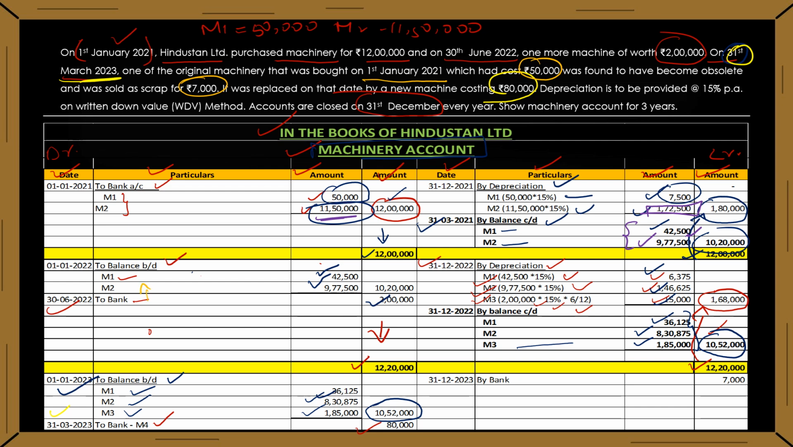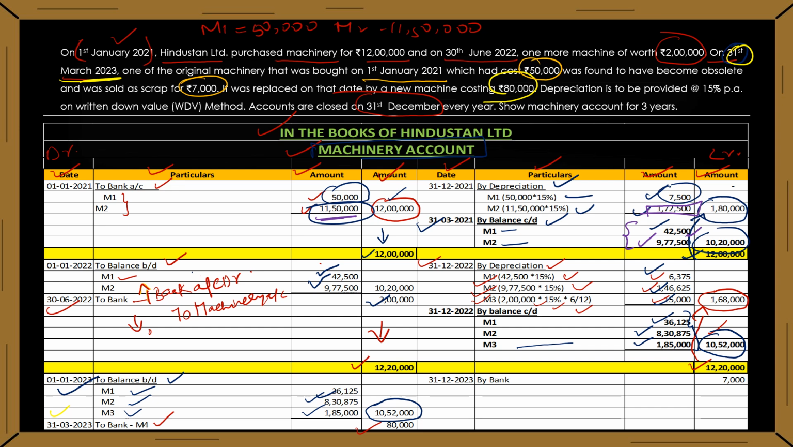So when you receive the money, your bank account increases. When the bank increases, what will happen? Bank is an asset, so it has to be debited. Bank account debit to machinery: value decreases because you are selling it. When the asset value decreases, it has to be credited. So the entry is bank account debit to machinery account.